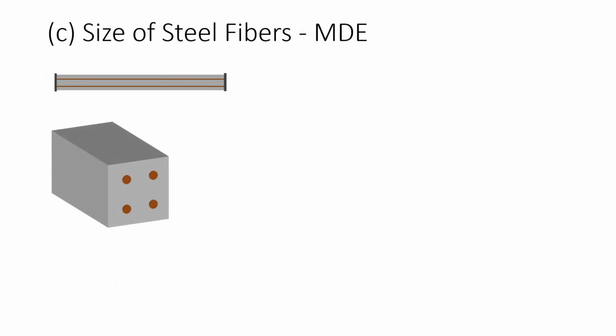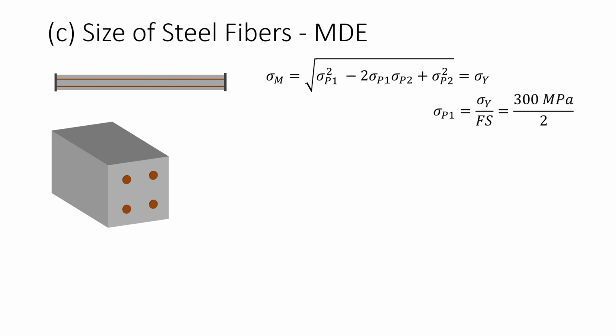Part C of the question asks us to determine the radius of steel cables that we need to apply the prestress. And we're asked to use the MDE theory. The equation for the von Mises stress is a function of the two in-plane principal stresses. However, these steel cables are under uniaxial tension, so they have a positive principal stress 1 and 0 principal stress 2. This really simplifies the equation for the von Mises stress to equal the first principal stress.